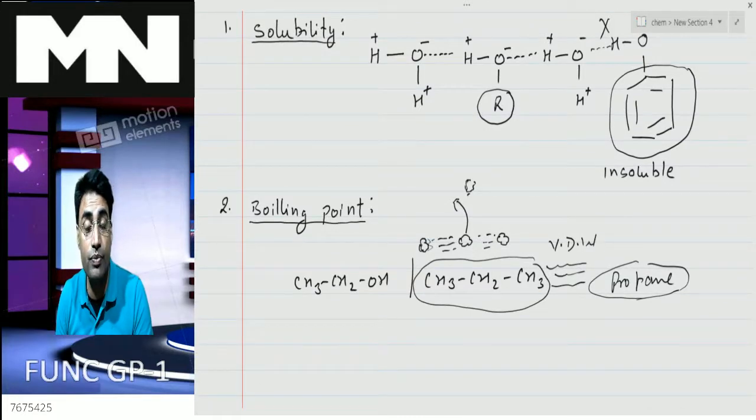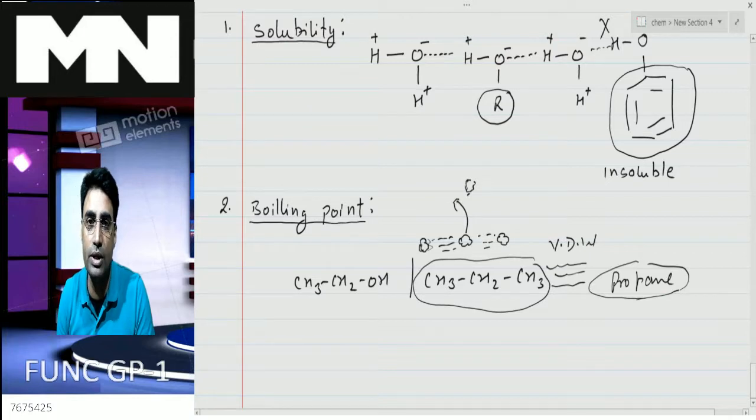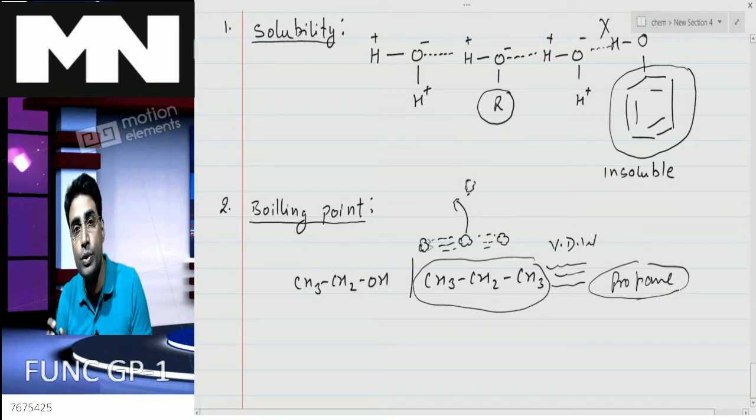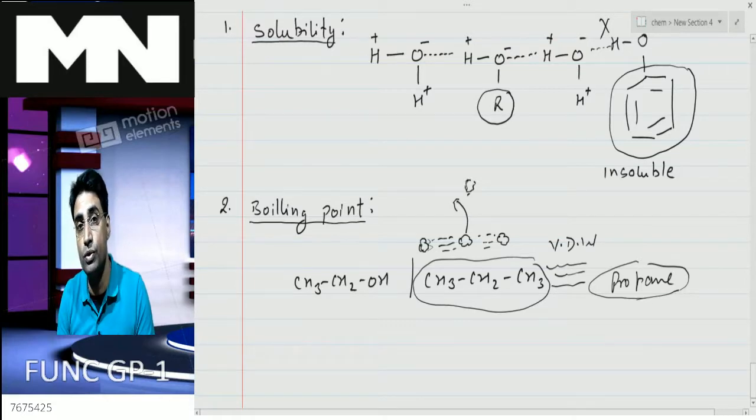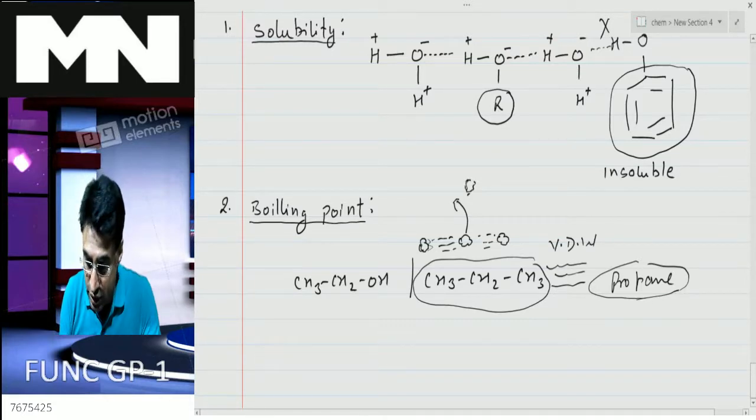This is your exercise question in which it is asked why propanol has a higher boiling point as compared to the corresponding hydrocarbon, and that corresponding hydrocarbon is butane. It is because butane has only van der Waals forces, but propanol, along with the van der Waals forces, has hydrogen bonding. So it is difficult to overcome these intermolecular forces, and that's why it has a higher boiling point.